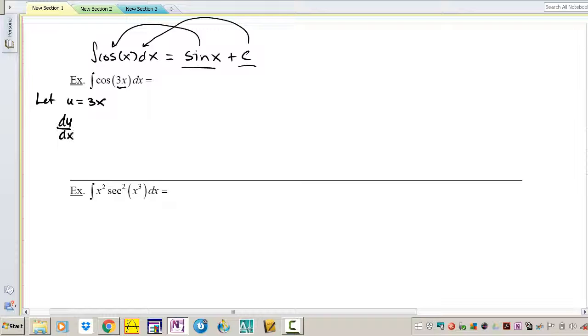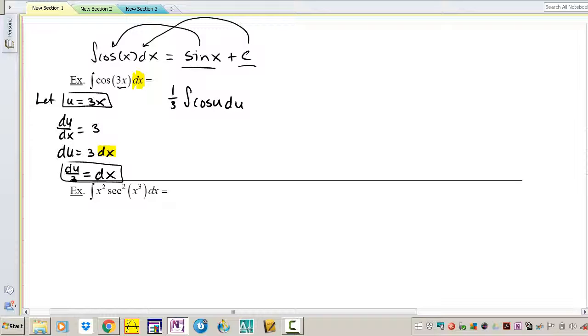du over dx is 3. du is 3 dx, but do you see a 3 anywhere in your problem besides the 3x inside the cosine? You can't touch that part. I don't see a 3 in the front. I don't see a 3 in the back. All I see is a dx, so I'm going to solve for dx. So du over 3 is equal to dx. Now I can use substitutions and rewrite this whole integral as the integral of 1/3 du and then cosine u.